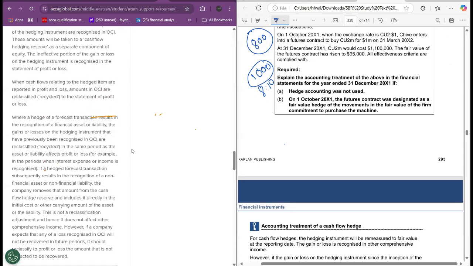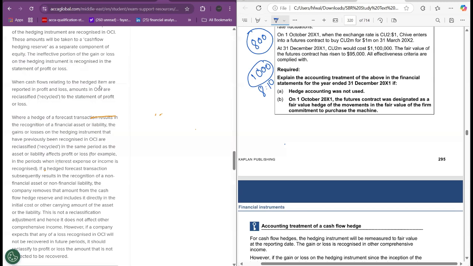When cash flows related to the hedged item are reported in P&L, amounts in OCI are reclassified to the statement of P&L. So when the actual transaction takes place, whether you're going to buy inventory at any cost, or make a payables transaction, whatever cash flow hedge it is, when that hits the P&L, whatever gains and losses came up in OCI will be recognized in P&L. So that matching effect is there, and the things are relevant for that particular year.